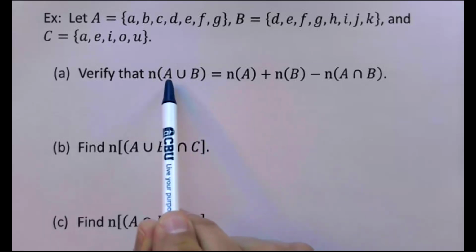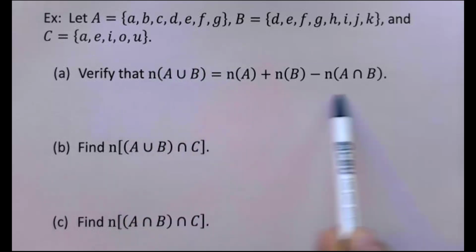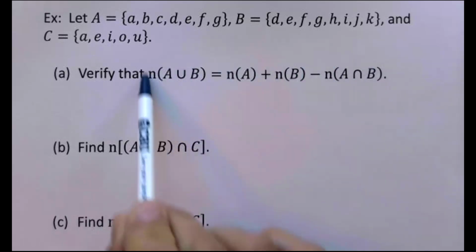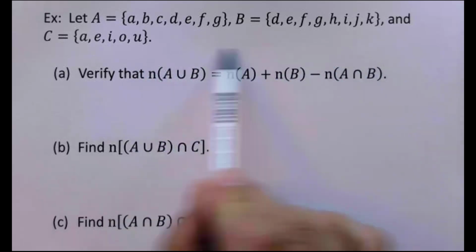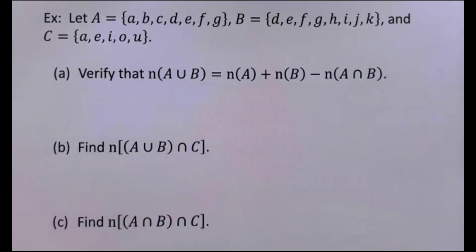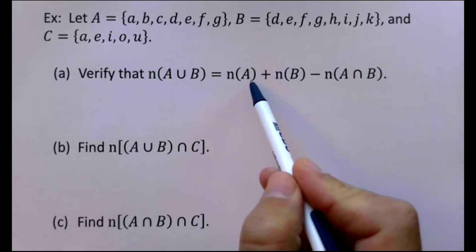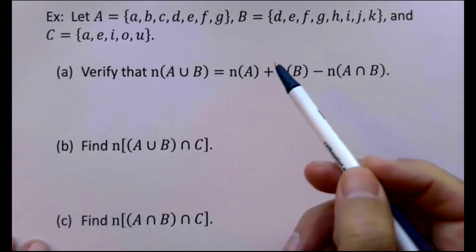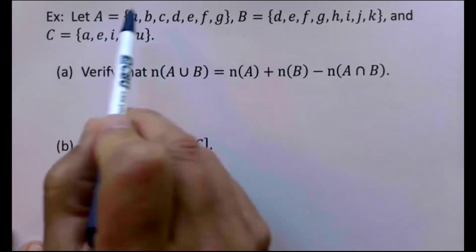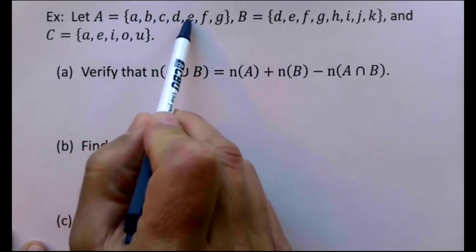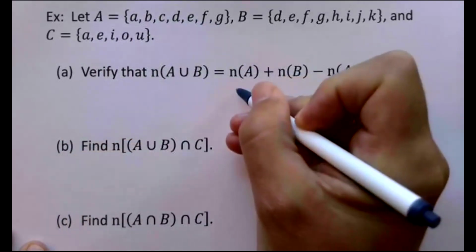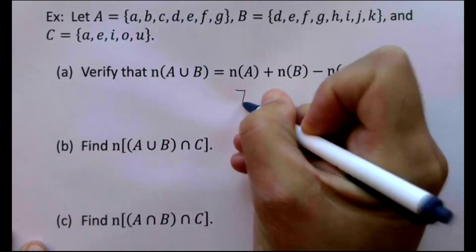So, number of elements in A union B. Let's verify the formula that we just talked about. A couple of these are pretty straightforward. Number of elements in A? Well, just count them. Here's set A: 1, 2, 3, 4, 5, 6, 7. A has 7 elements.